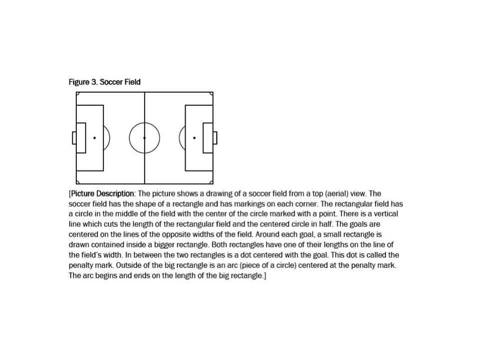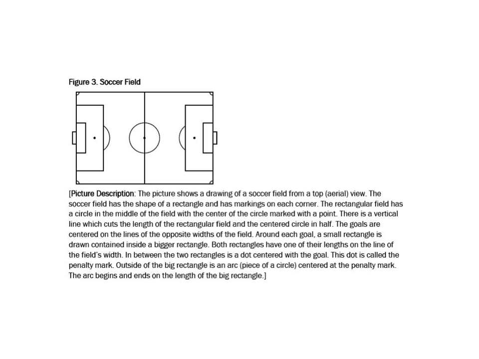Around each goal is a small rectangle that is drawn inside a bigger rectangle. These are special lines that tell the players where they can touch the ball and so on and so forth. Both rectangles have one of their lengths on the line of the field's width, so this end line, this goal line here. In between the two rectangles is a dot that is centered with the goal. So this dot is right in the center of the field, centered between these lines. The dot is called the penalty mark.